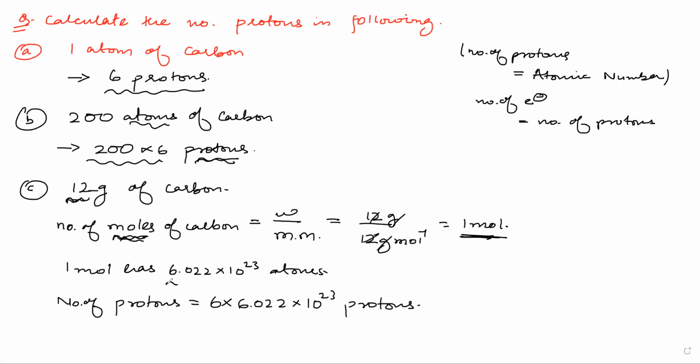Now 1 mole has how many atoms? 6.022. Can you explain again? Okay, fine.